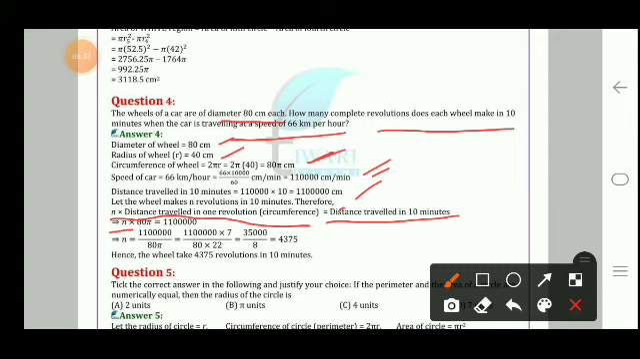So n into distance traveled in one revolution, that is circumference, is equals to the distance traveled, so that is n into 80 pi is equals to 11,000,000. So we have n is equals to 11,000,000 upon 80 pi. On solving this we are getting answer as 4375. Hence the wheel takes 4375 revolutions in 10 minutes.